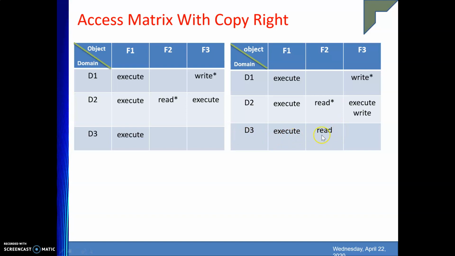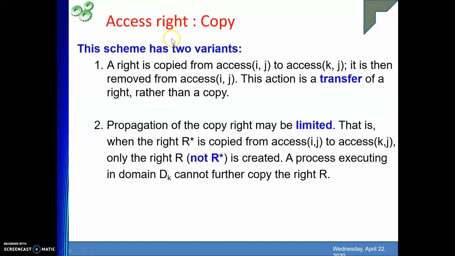Meaning, a process executing in domain D3 cannot copy the right further. You understand? It cannot copy the right further. That means it is not propagating. Only the right is being copied. Hope you have understood. So see, this copy right has two variants. A right is copied from access(i,j) to access(k,j). It is then removed from access(i,j). Sometimes it is removed also. This action is nothing but transfer, similar to your cut and paste. This action is a transfer of a right rather than a copy.